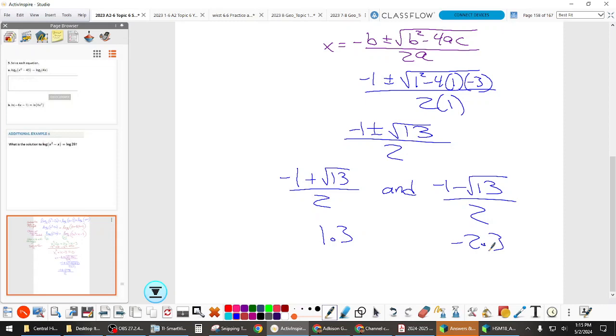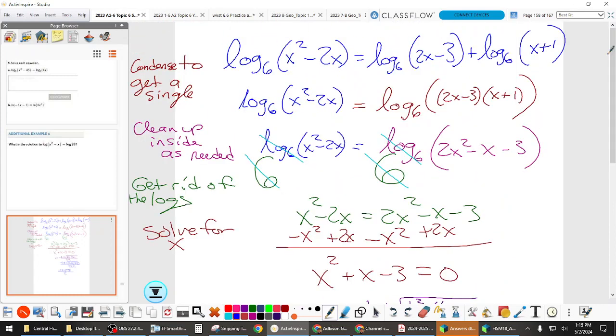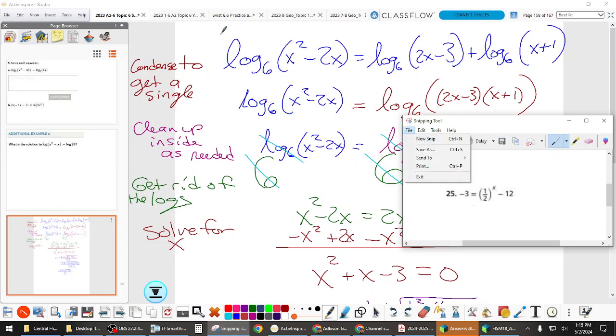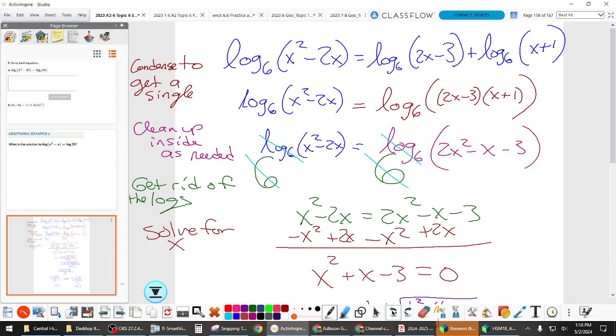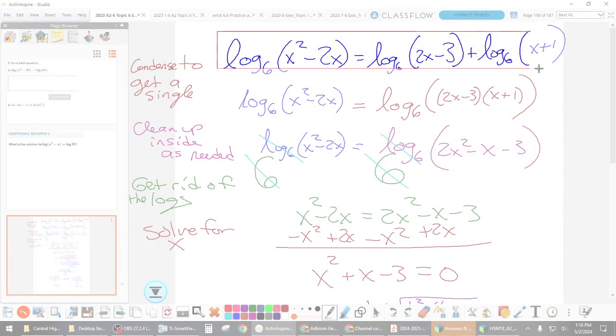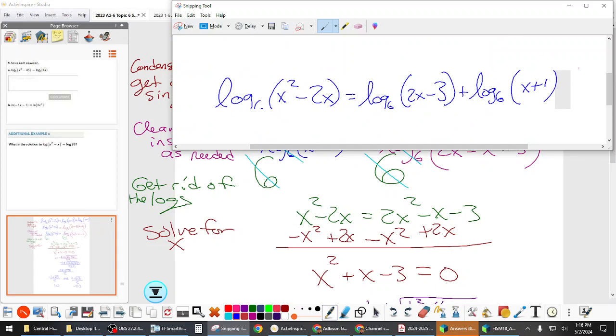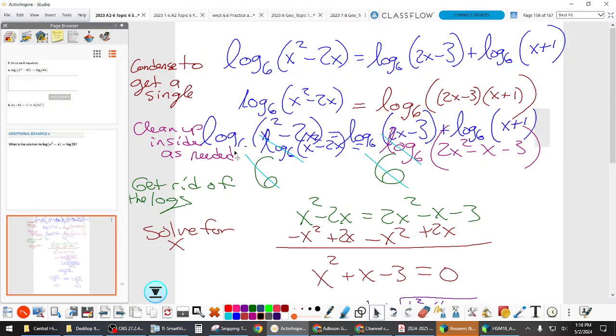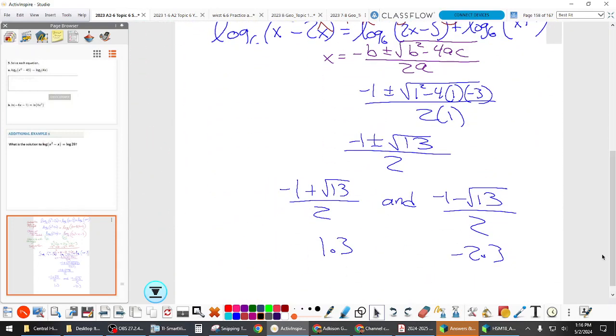Let's go see if those work. So again, we plug them back in the original. You don't have to plug them in the whole thing. What are we looking for again? Once we take our answers back to the original, what do we look for? Log of a negative or a zero. That's all you have to check. I don't want to have to rewrite that whole thing, so I'm just going to bring it down.